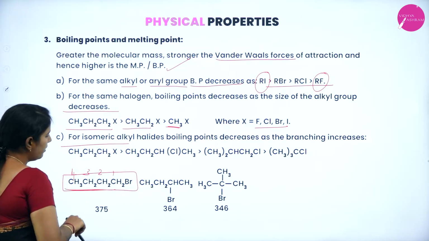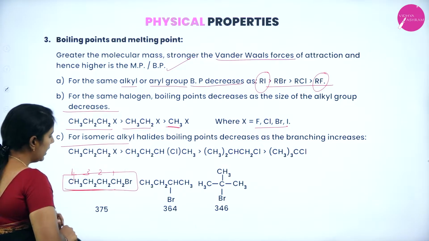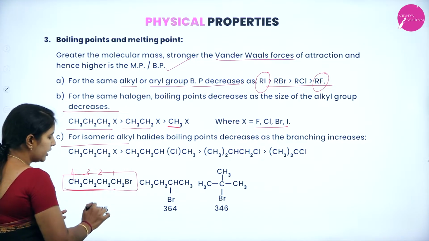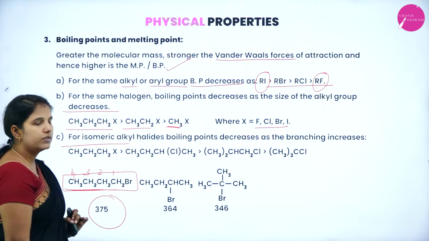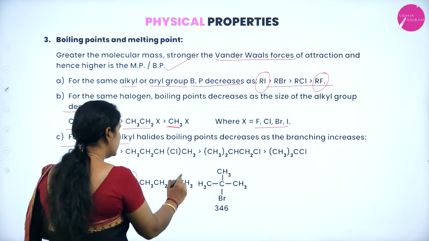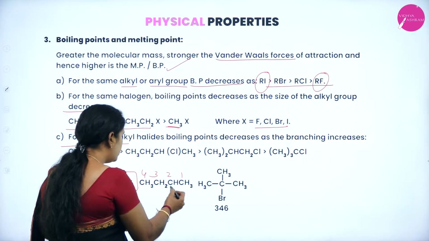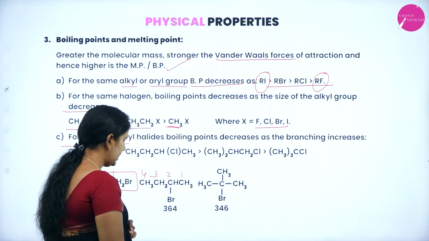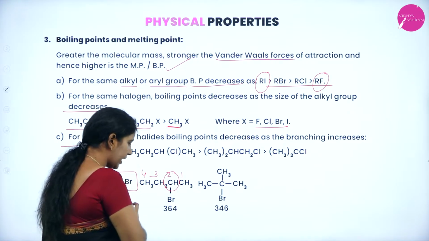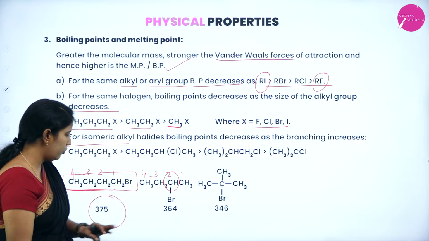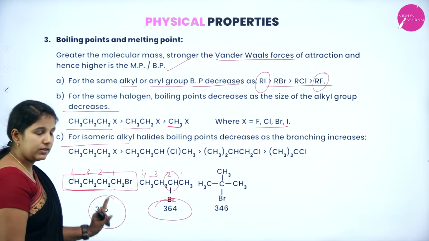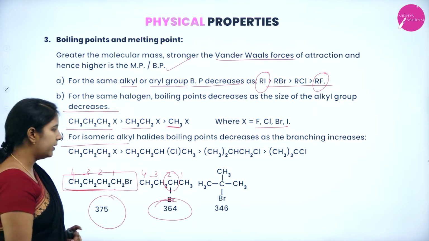1-bromobutane, and the bromine is attached to the first carbon atom, there is no branching at all, hence the boiling point is very high. Compared to the second example, this is 2-bromobutane. Again you can see that at the second carbon atom there is some branching due to the substituent group, hence the boiling point will be decreased compared with the first example.